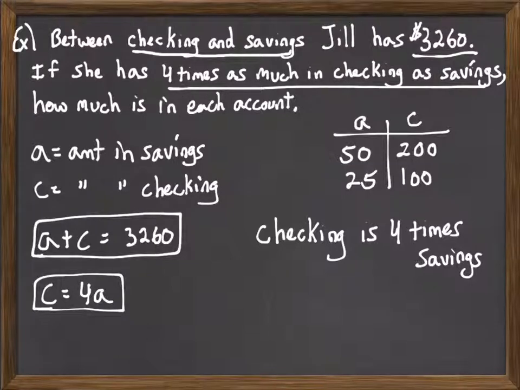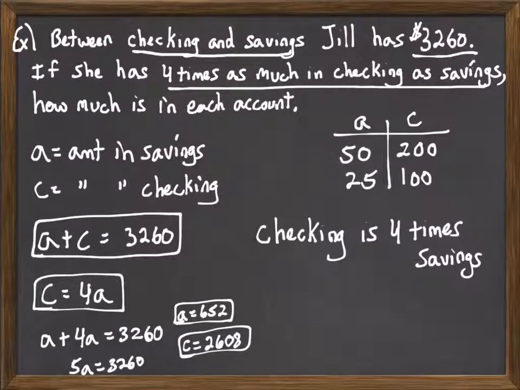Once you have your system, it's then time to solve the system. So I would ask that you would go ahead and proceed to solve that system of equations. And we will go through it fairly quickly. I solved by substitution. Find out that A is 652, and then substitute back in to find out that C is 2608.